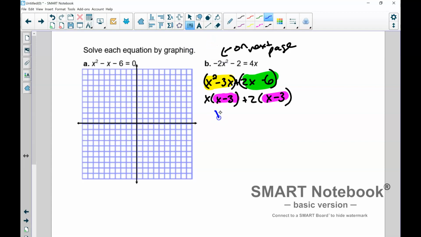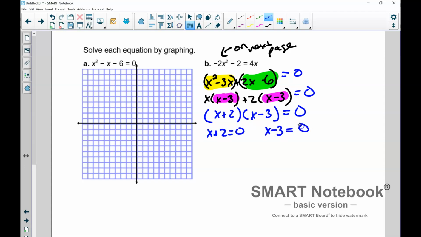So then in factored form, this is x plus 2 and x minus 3. Now this is all still equal to 0. So now I have x plus 2 equal to 0, and x minus 3 equal to 0. So x is equal to -2 and x is equal to 3. Well, I can go graph those right here, -2 and 3.